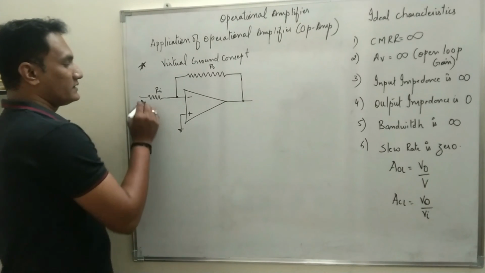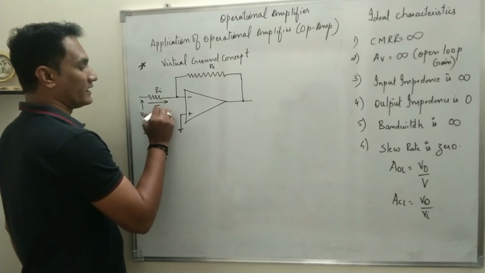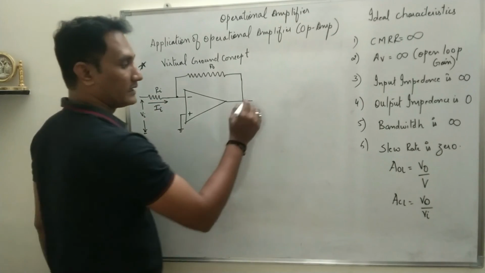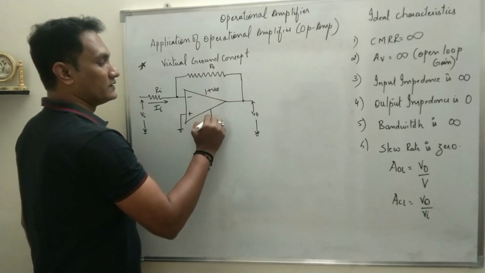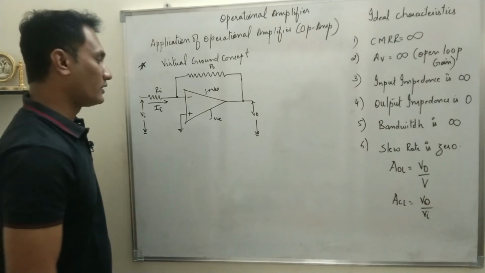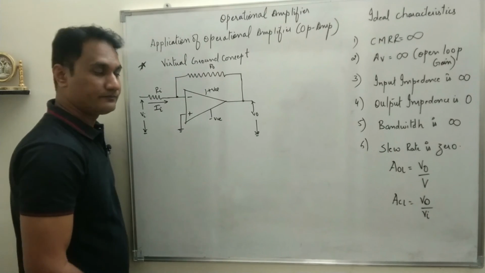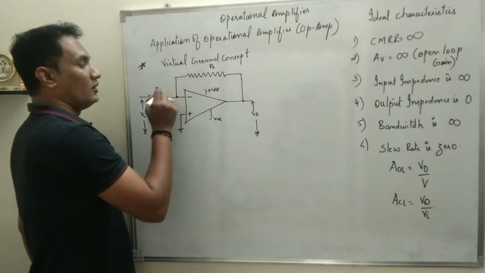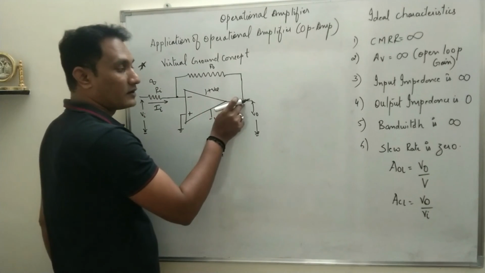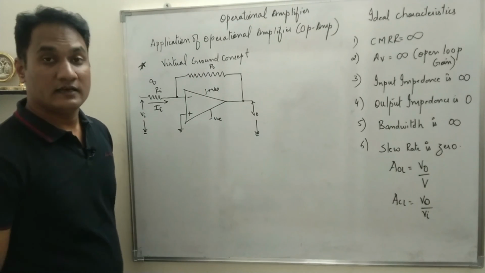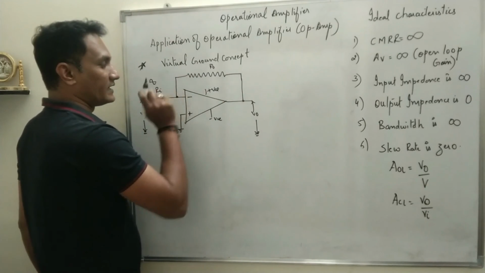As soon as VI is applied, some current will flow through RI. Let that current be II. This is the output voltage, and there will be two power supplies, plus VCC and minus VCC. There will also be a feedback current, IF. The RF value will be selected much larger, so that only some part of the output voltage is connected back to the input.